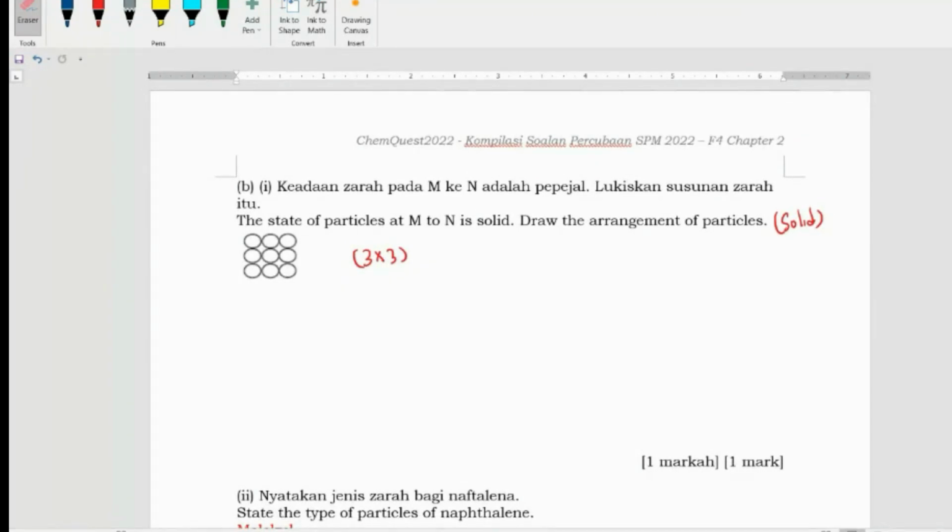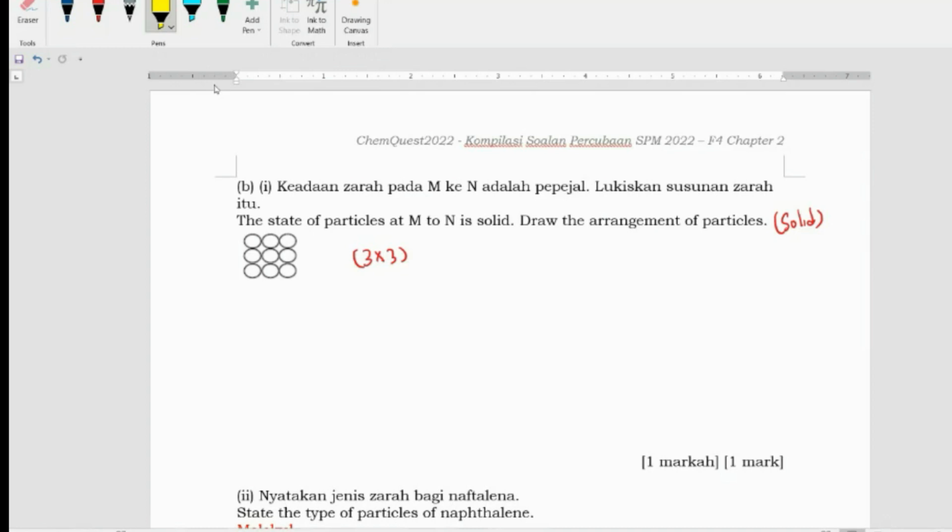Okay, now this question. Okay, Adrian, can you read this question? State the type of particles of naphthalene. Okay. So what is the answer? Type of particles. Carbon. Particles, your answer should be?